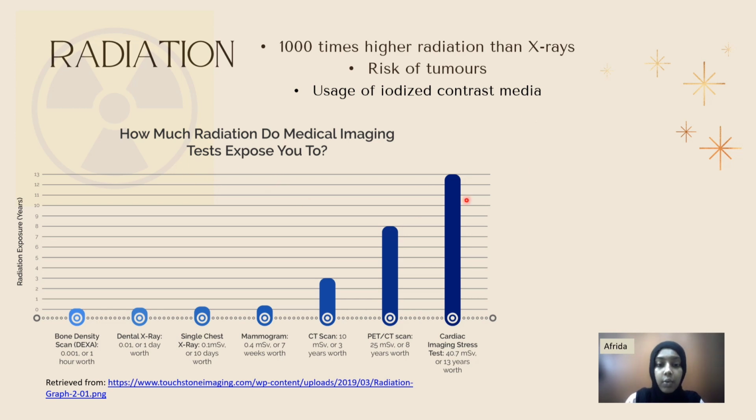From this bar chart, we can see that the cardiac imaging stress tests expose the patient to the highest amount of radiation, followed by PET or CT scan and the CT scan.